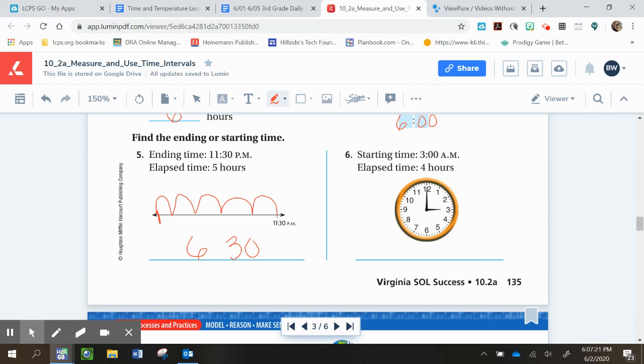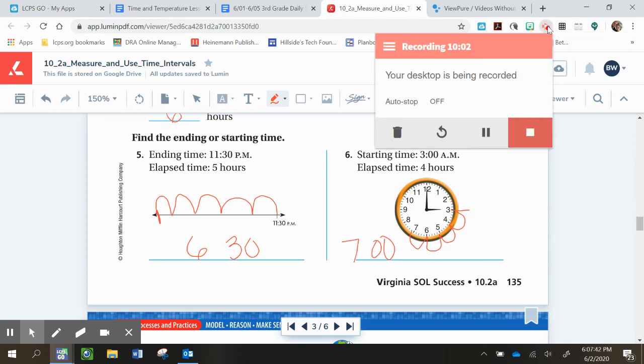Okay? And the starting time was 3 a.m., elapsed time 4 hours. So starting at 3, we're going to count 1, 2, 3, 4. And so our ending time would be 7 o'clock. All right. I hope that this helped you understand elapsed time a little bit better and you can move on to your slides.